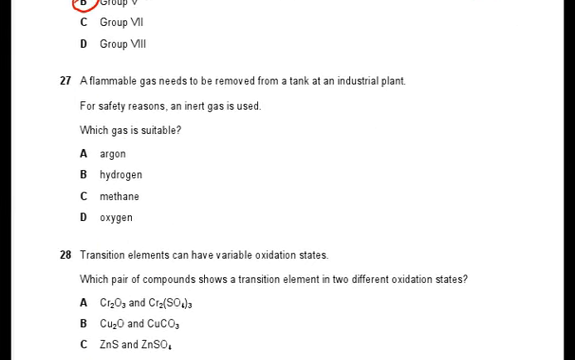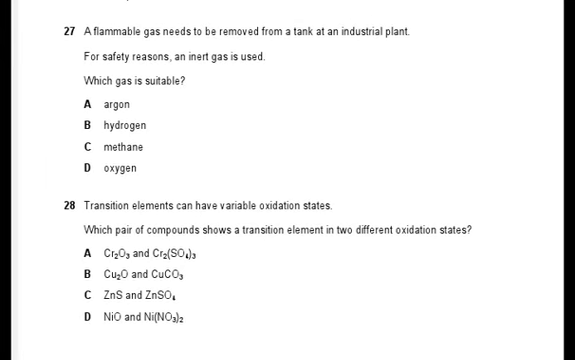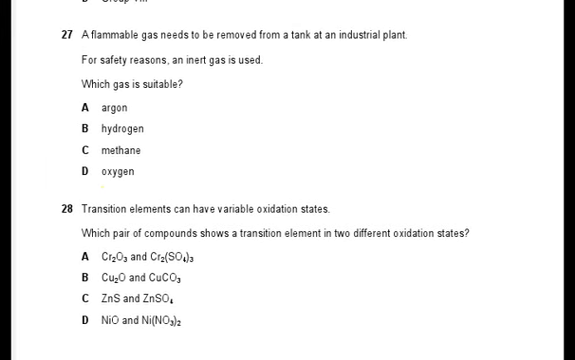Okay, now for number 27. A flammable gas needs to be removed from a tank at an industrial plant. For safety reasons, an inert gas is used. Inert gas is A, argon.